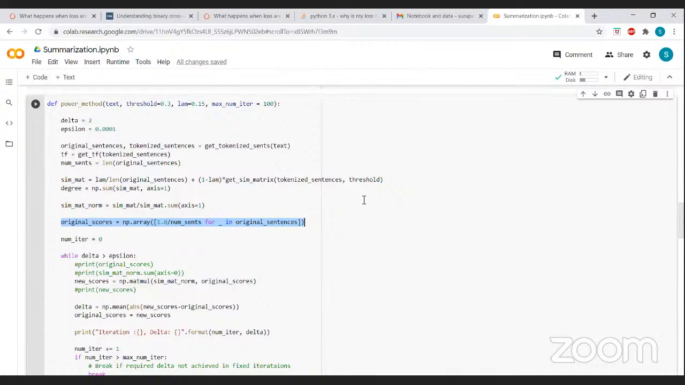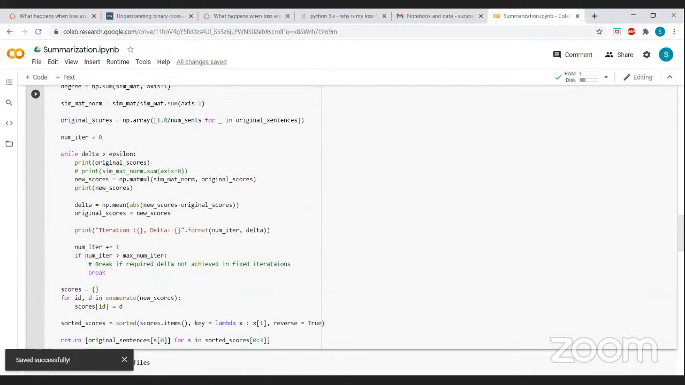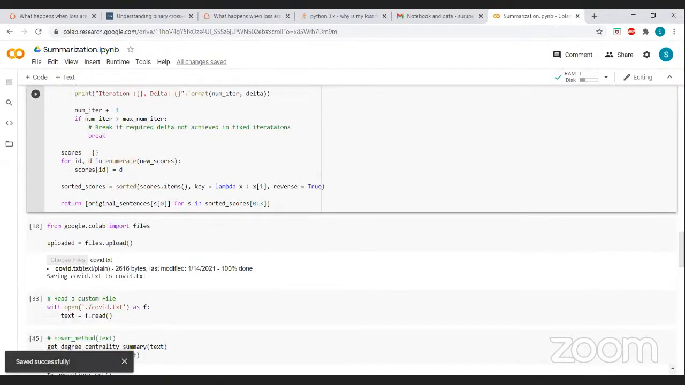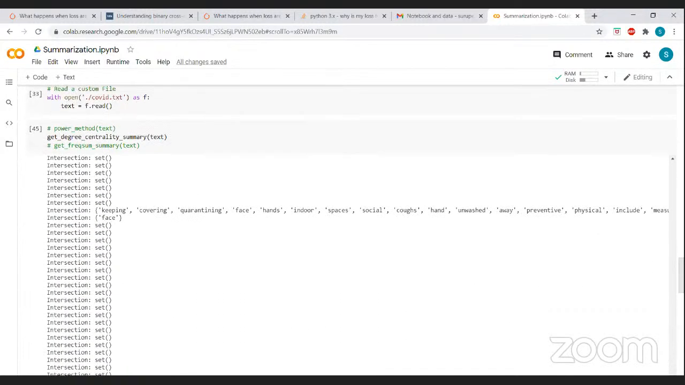Shuru, can you print the original scores and the new scores? Just uncomment those parts. So now we start with these original scores and we compute these new scores by simply multiplying a particular matrix to our original scores.